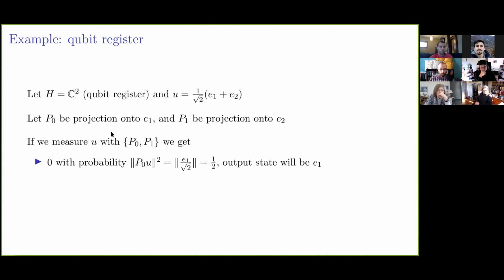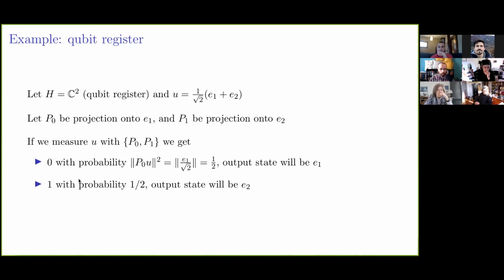So if we measure U with this complete family of orthogonal projections, what we get is 0 with probability the norm squared of P_0 applied to U, which is 1 over square root 2 times E1. And of course, the norm squared of that vector is a half. So we get 0, which is the index of that projection, with probability a half as the outcome of the measurement. And then the state after measurement will be E1 over square root 2, normalized, so just E1.